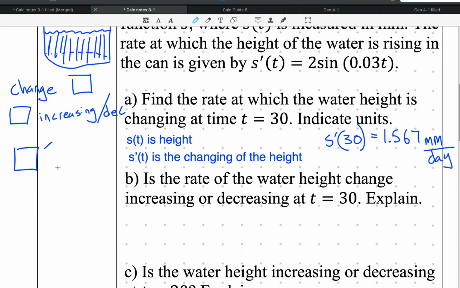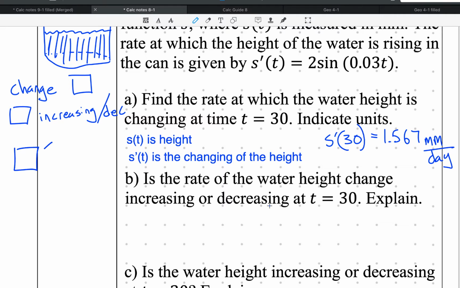So let's look at part B. It's a little bit tricky, but I think this trick will help you. Part B is asking, is the rate now, not just the height, is the rate of the water height change increasing or decreasing at time equal to 30? What are we looking at now? And again, you either have s prime, or s double prime of 30.